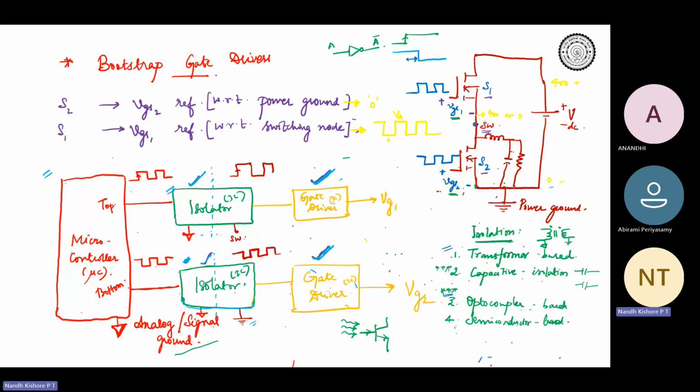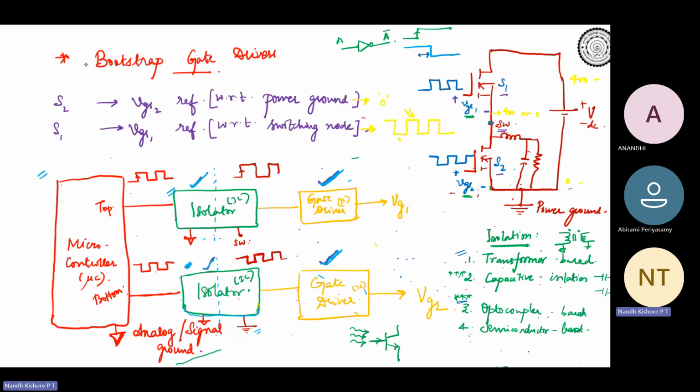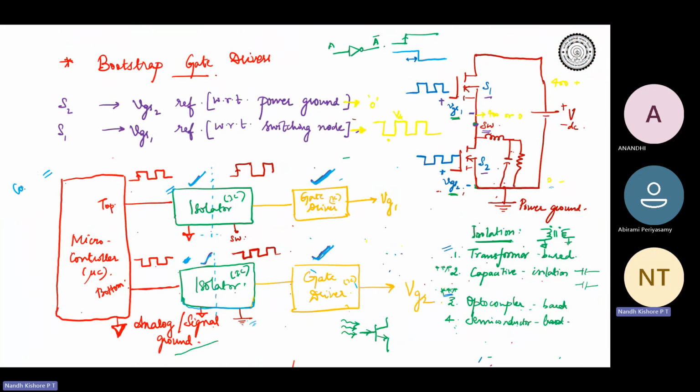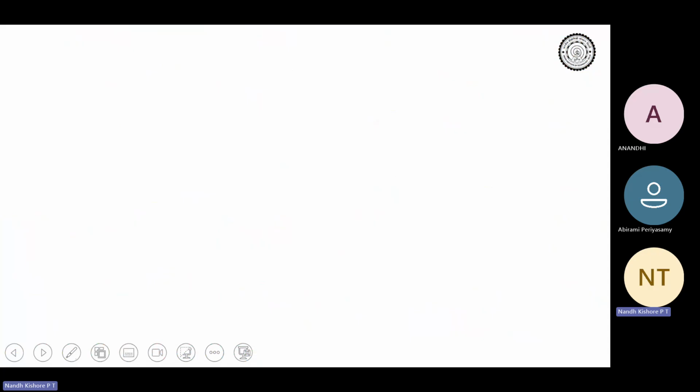But nonetheless, you see that you are having multiple ICs over here, and that is a cost concern. So that is where bootstrap gate drivers come into play. This is conventional gate driving, without bootstrap.